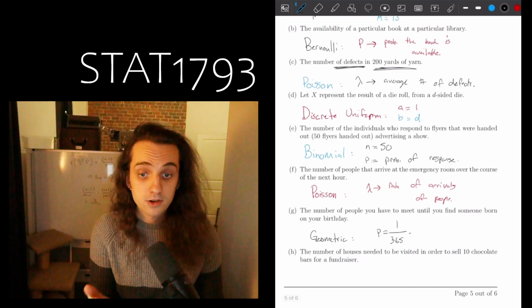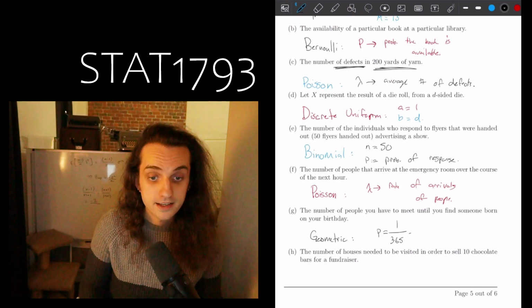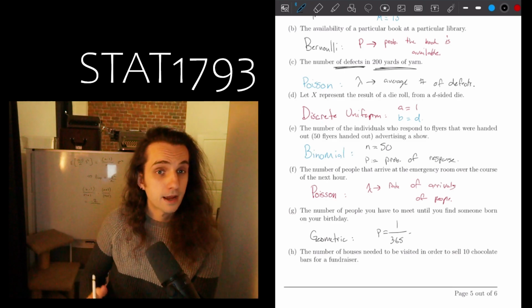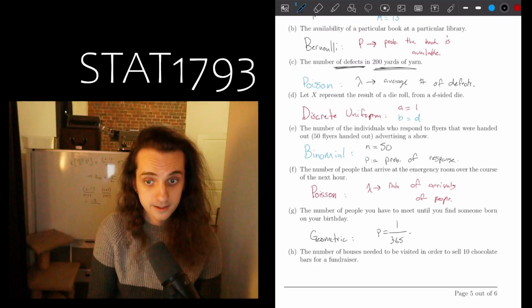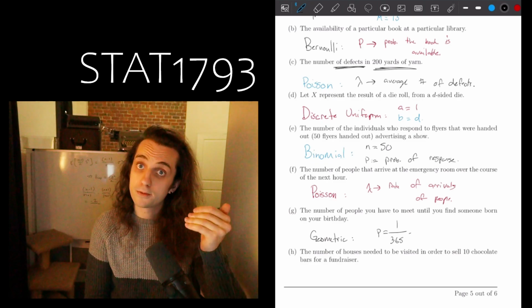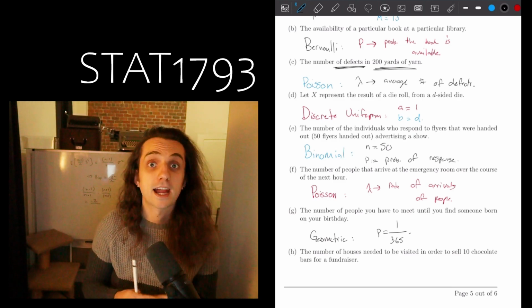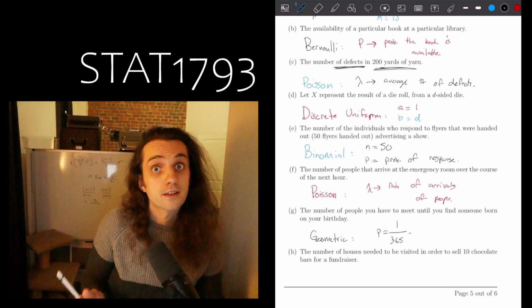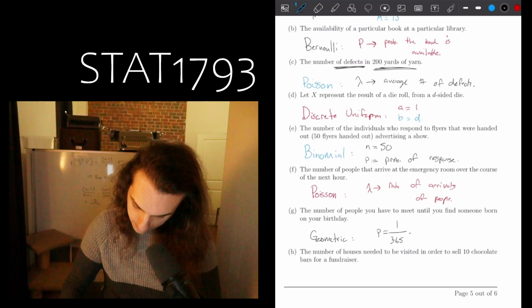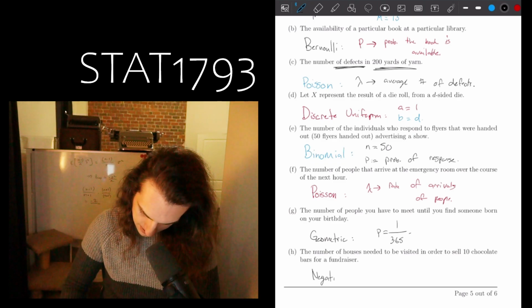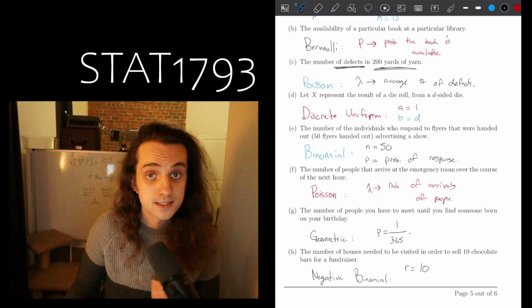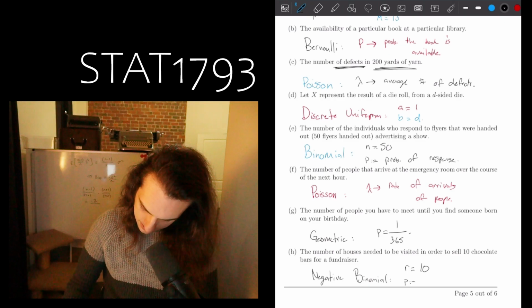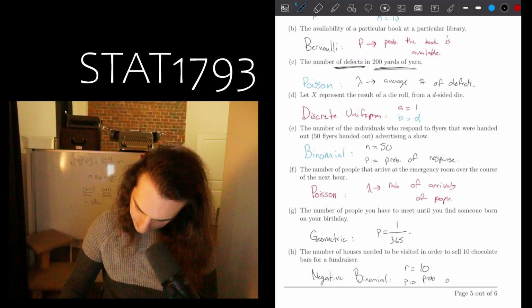Now, we want to know the number of houses that we would need to visit in order to sell 10 chocolate bars for a fundraiser, right? Again, we're counting up how many trials we have to do, right? Visiting different houses is going to be a trial here, but instead of stopping after 1 success, we're going to be stopping after 10 successes, right? Anytime you're stopping after a success number greater than 1, we're not thinking geometric, we're thinking negative binomial. Right, so this is going to be negative binomial, and here r is going to be 10, because that's how many times we need to be successful before we stop, and p is going to be the probability of a sale.